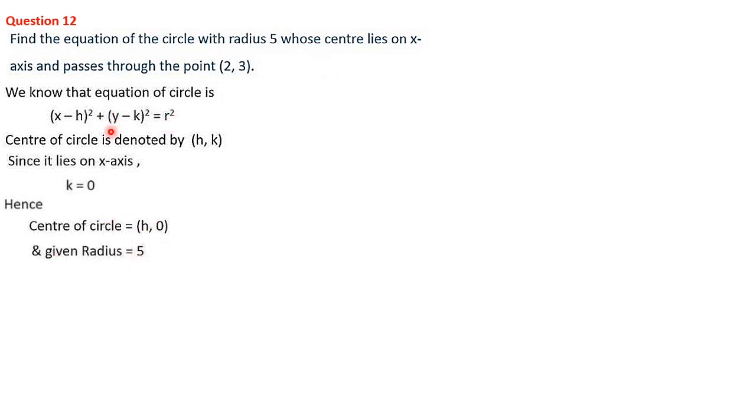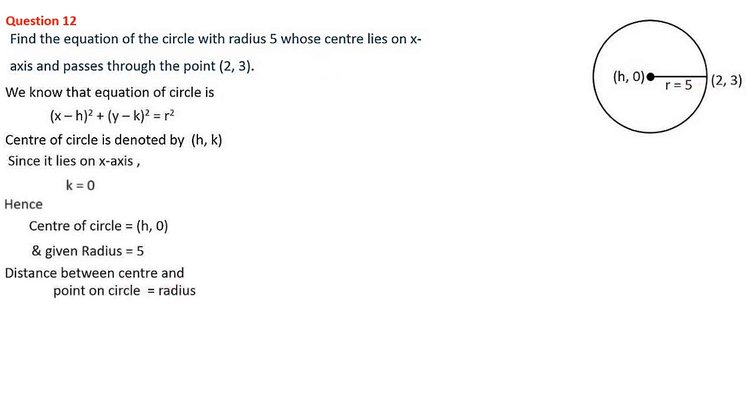So by using these things, let's visualize the question. Here there is a circle. Center is h, 0, that we have found. Radius is 5 and it is passing through the point 2, 3. Now you see there are 2 points, h, 0 and 2, 3. The distance between these 2 points is called the radius. So by using the distance formula, we can find the distance between these 2 points and that will be equal to 5. So the distance between the center and the point on the circle is called the radius. So the distance between h, 0 and 2, 3 is 5.